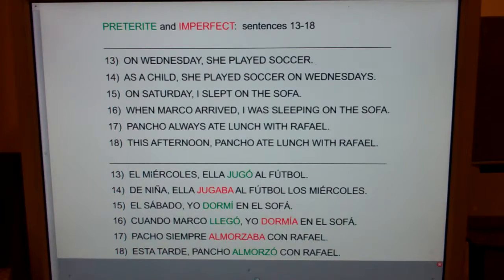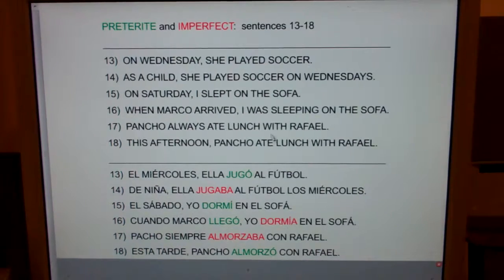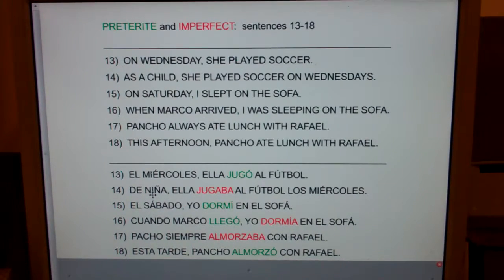Now, number 13. On Wednesday. In English, we say on Wednesday. In Spanish, we say the Wednesday. Spanish people love the word the. We, in English, have one word for the. They have 4. El, la, los, and las. And they stick it everywhere.